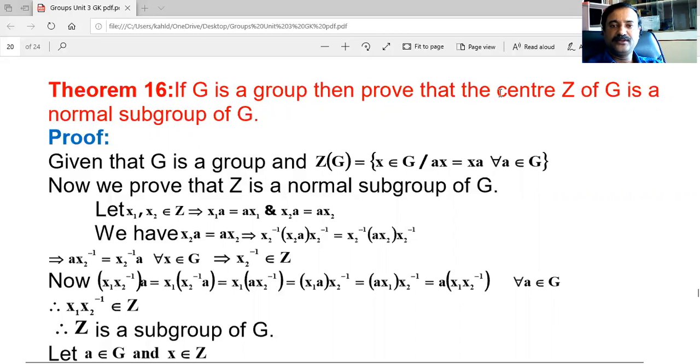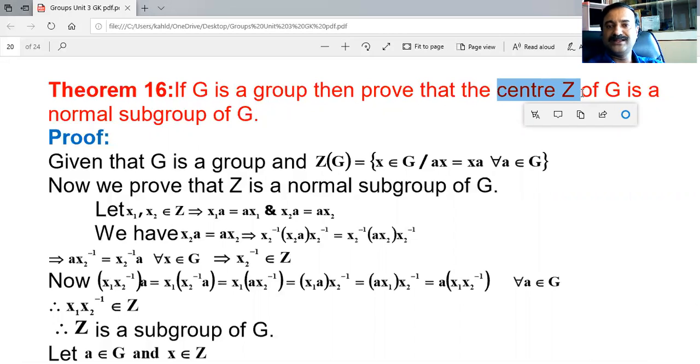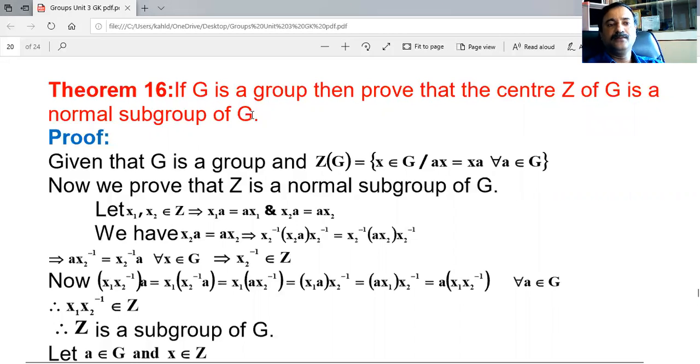Here we observe that center Z is the new term in this unit. Is it right? Yes, I will explain in the proof what is center Z. For that, first of all, what is given in this theorem statement? Given G is a group, and we have to prove that the center Z of that G is a normal subgroup of G.